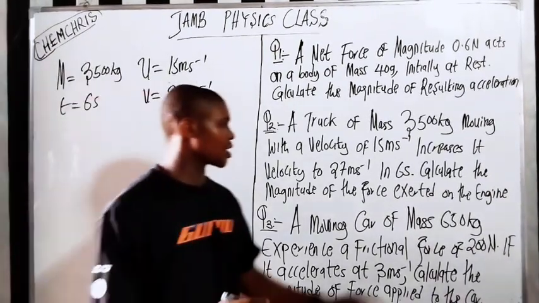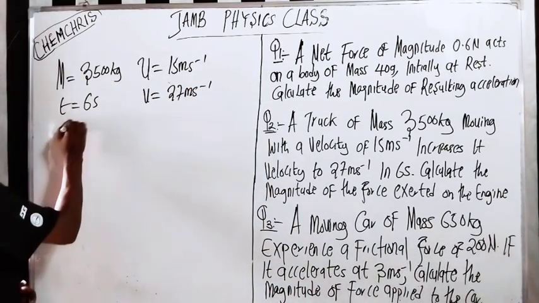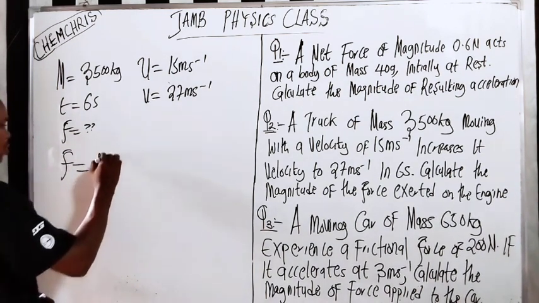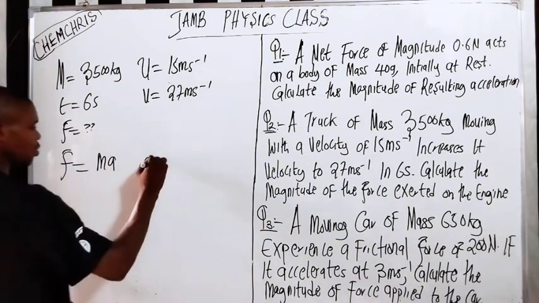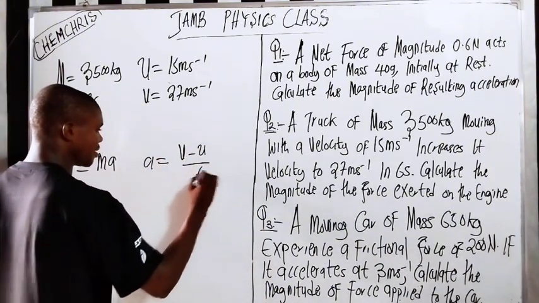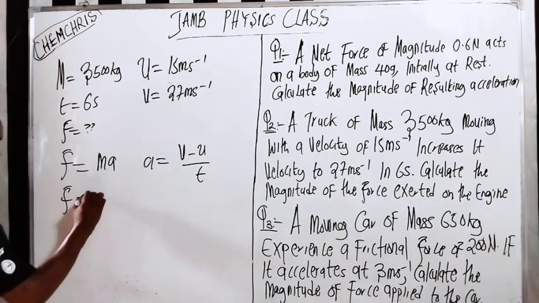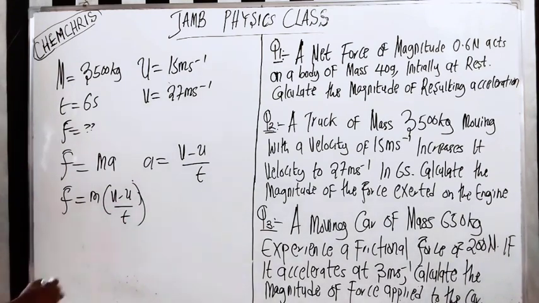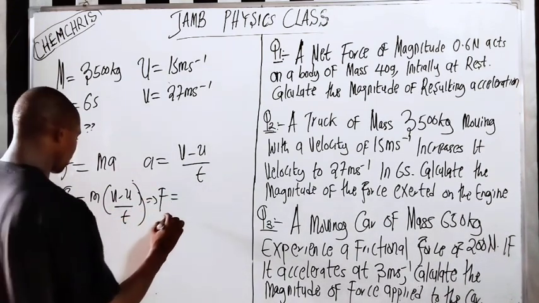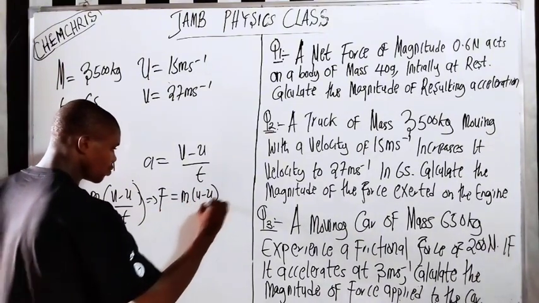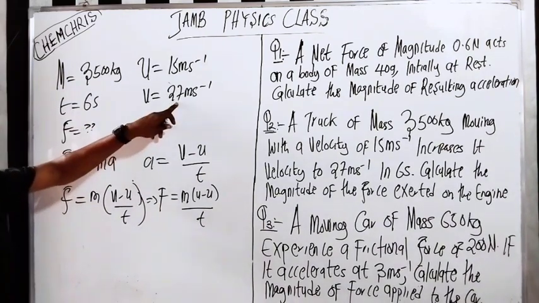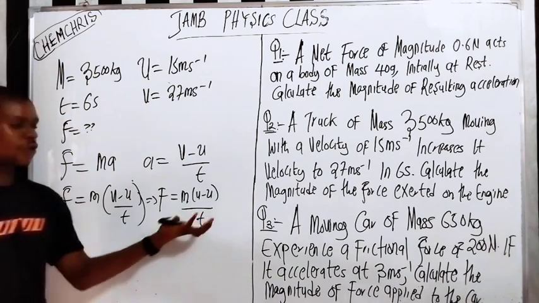Now they say calculate the magnitude of the force. So F, which one are we going to use? Remember, force equals m a, right? And a is v minus u over t, right? So we have F equals m times v minus u over t. Now we know the mass, we know my final velocity, we know my initial velocity, and I know my time. Just substitute your values there.